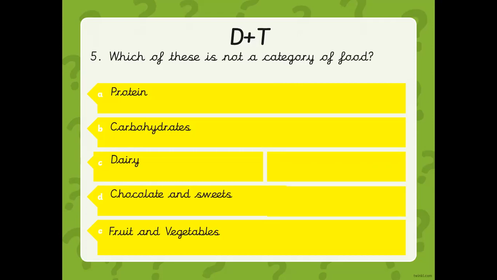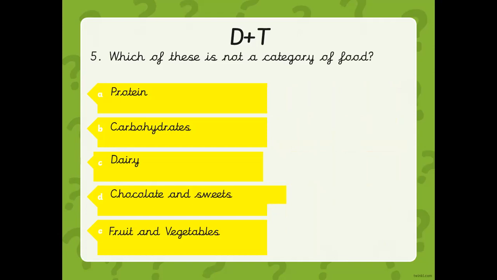Question 5 is your D&T question. Which of these is not a category of food? Is it A, protein, B, carbohydrates, C, dairy, D, chocolate and sweets, or E, fruit and vegetables?